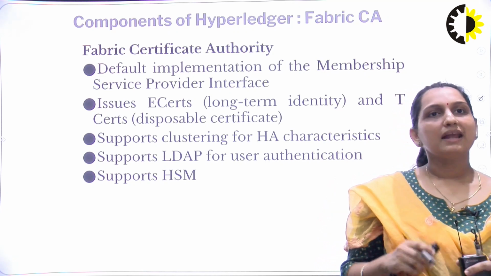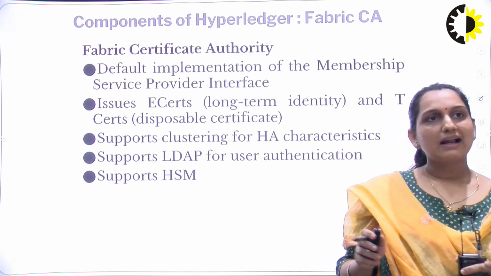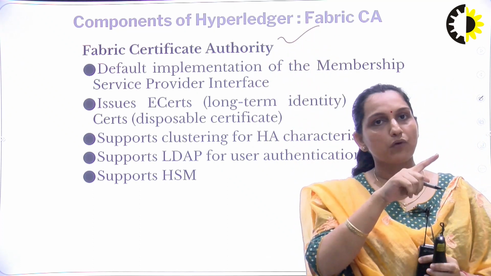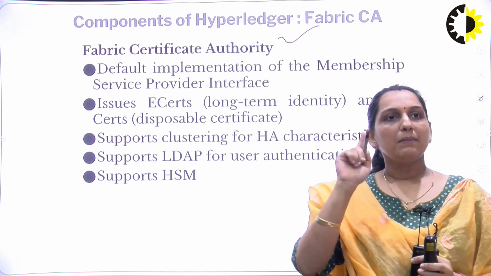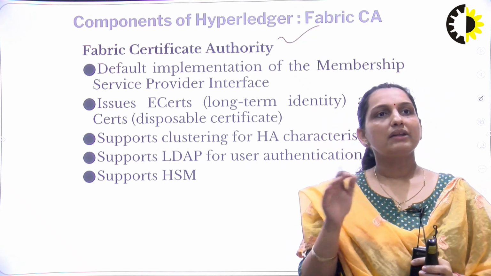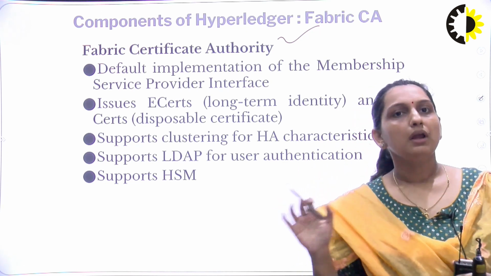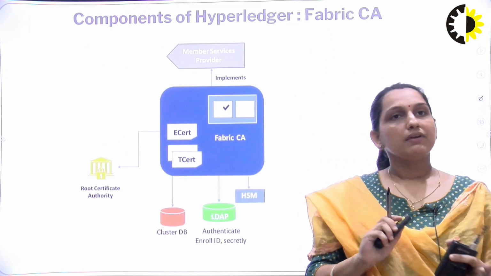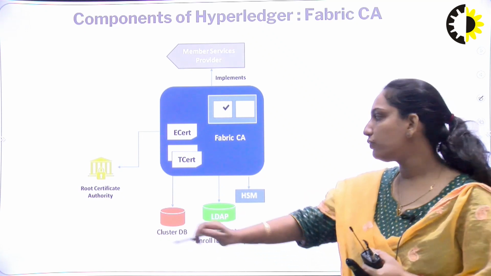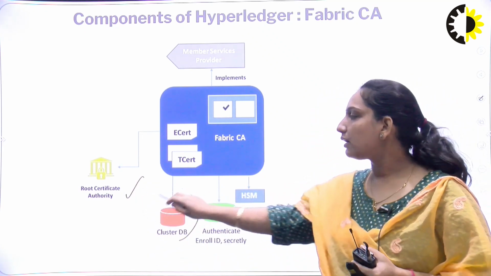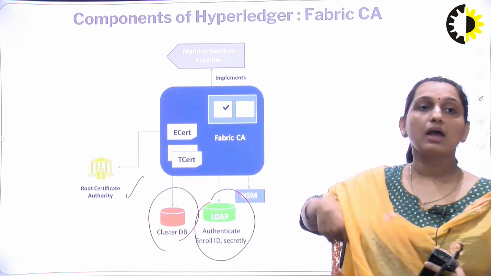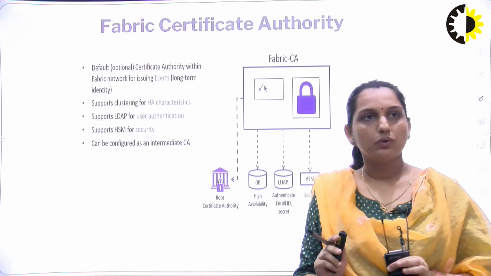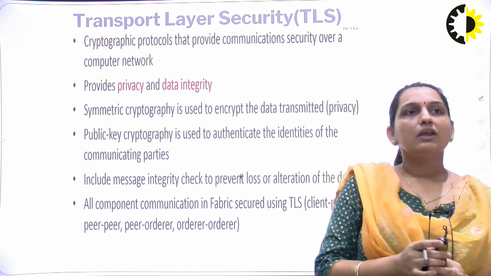Next is Fabric CA, the Fabric certificate authority, which provides the membership that is by default implemented by MSP. It provides the authority, and we have a certificate which is used in it. There is a root certificate authority and a database, and the authenticated identity securely makes sure that you are an authenticated user.